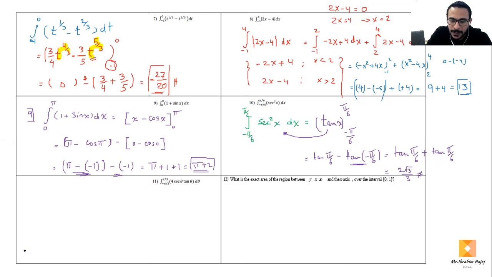I would like to check this answer. What is tan 30? Use our calculator. Is it radical 3 over 3 or not?